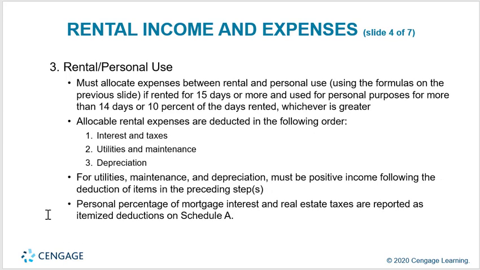Rental and personal use: you must allocate expenses between rental and personal use using the formula on the previous slide, if rented for 15 days or more, and used for personal purposes for more than 14 days or 10% of the days rented, whichever is greater. And so allocable rental expenses are deducted in the following order: interest and taxes, utilities and maintenance, and depreciation. For utilities and maintenance and depreciation, there must be positive income following the deduction of the items of the preceding steps. Personal percentage of mortgage interest and real estate taxes are reported as itemized deductions on Schedule A.